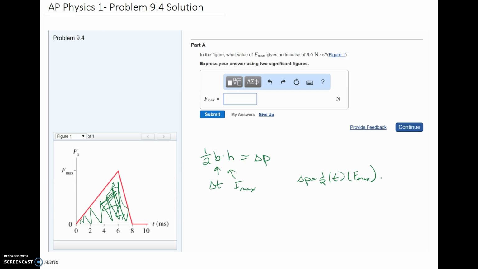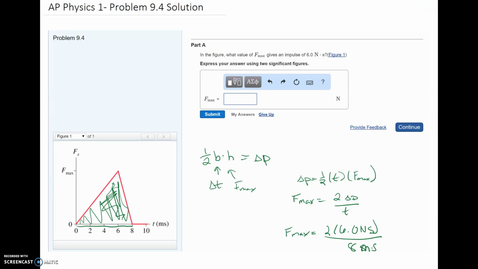And if we rearrange for F max, our F max is equal to 2 times our impulse divided by our time. So we are now able to plug in our information. Our impulse is given to us in the problem as 6 Newton seconds, and that's all over our time interval. Our time interval is this distance down here, which is 8 milliseconds.